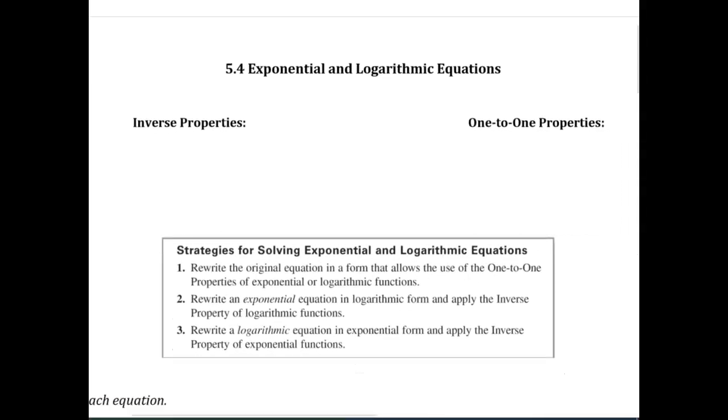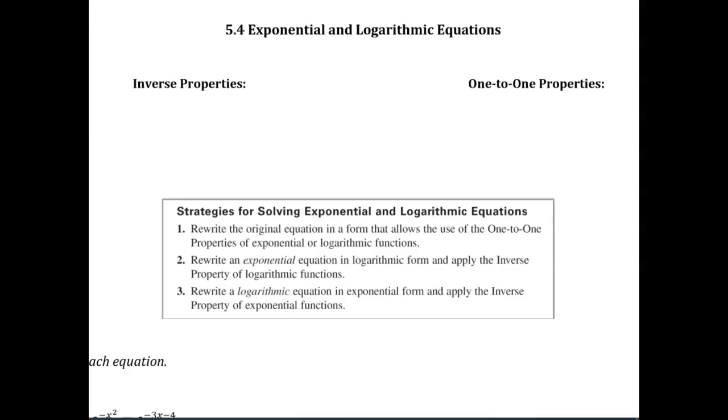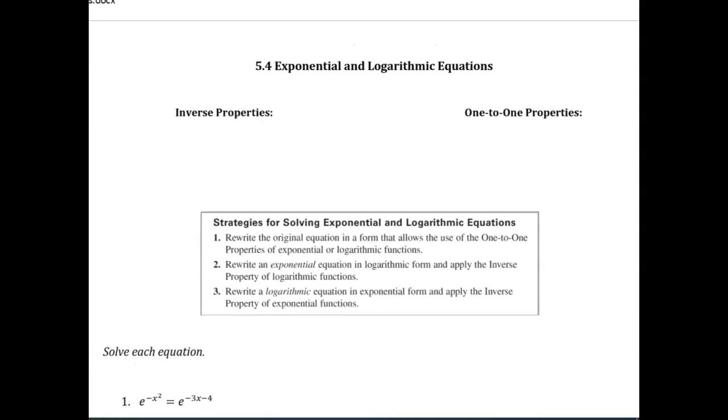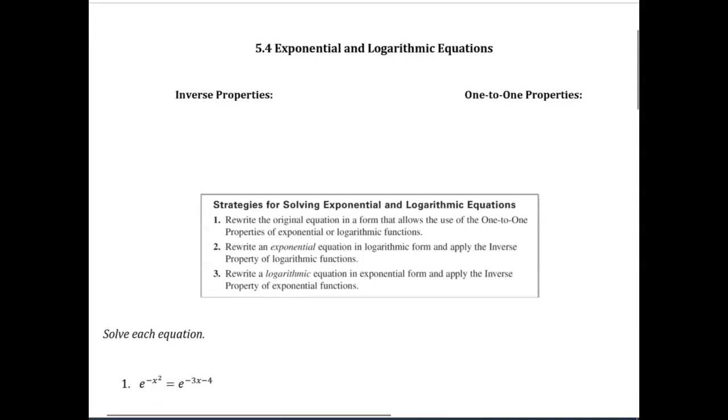Hello, this is exponential and logarithmic equations. I know there is a note sheet here that I'm showing you, and it's online, but I don't think this will be a tricky one to just write on paper. That should work just fine, and if I go too fast, you can always just pause it.